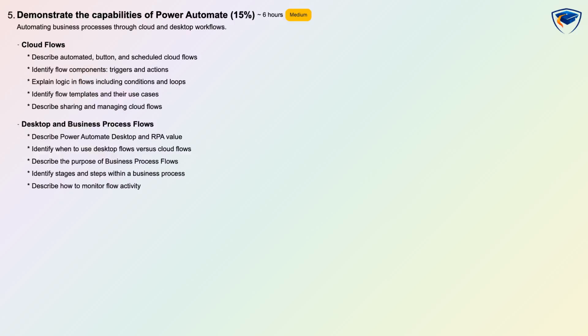The domain also covers desktop flows and robotic process automation, and business process flows with stages and steps, along with monitoring and management of flow activity. Practical assessments emphasize designing reliable flows, integrating connectors, and choosing when to use cloud versus desktop automation.